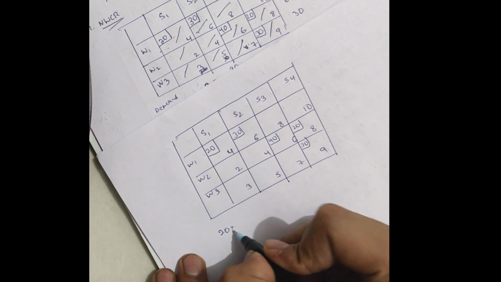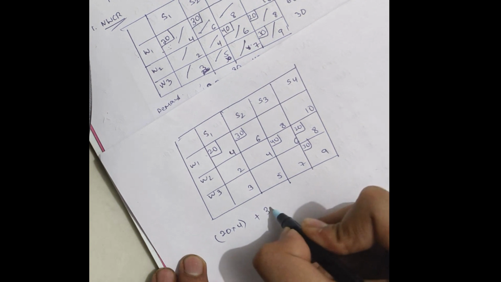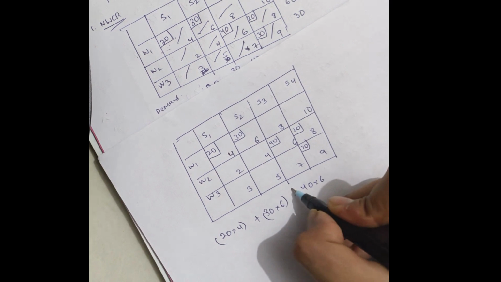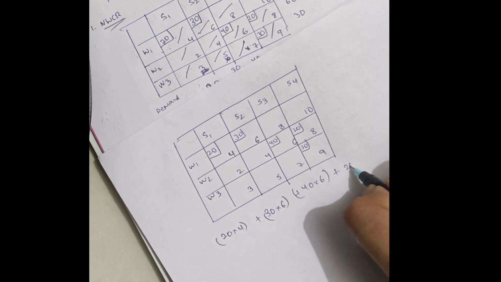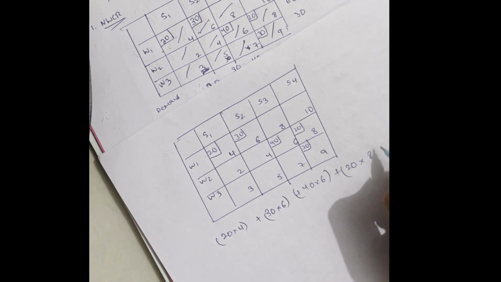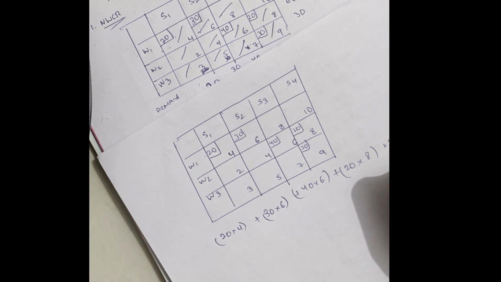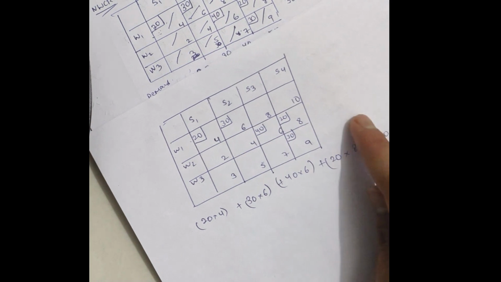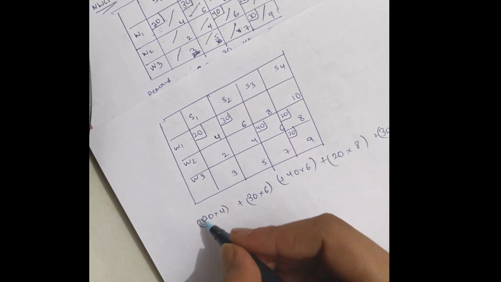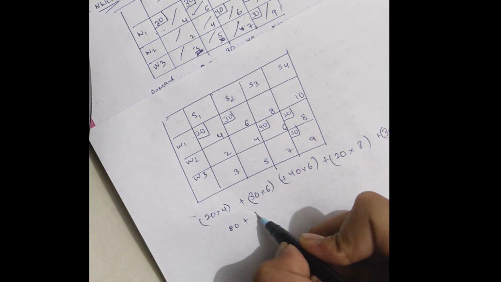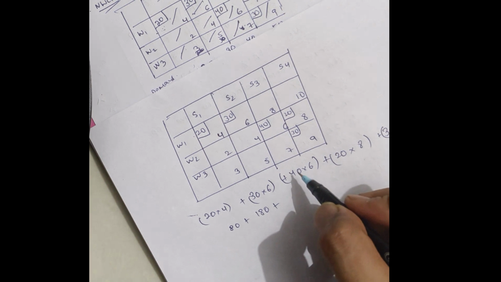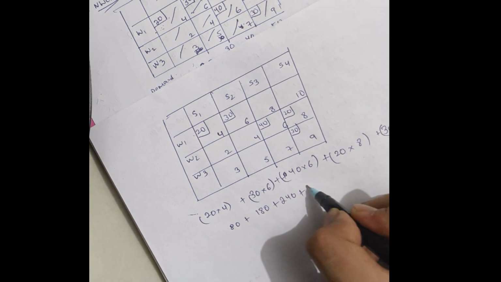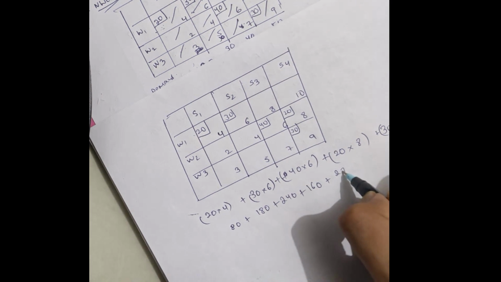20 into 4 plus 30 into 6 plus 40 into 6 plus 20 into 8 plus 30 into 9. You got it, right? See, 20 into 4, 30 into 6, 40 into 6, 30 into 8, sorry, 20 into 8 and 30 into 9. 80 plus 180 plus 40 into 6, how much? 240 plus 160 plus 270.